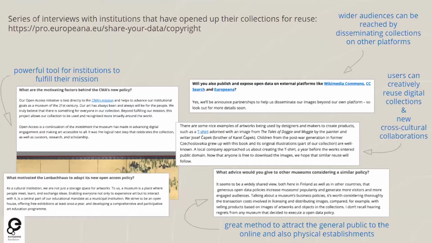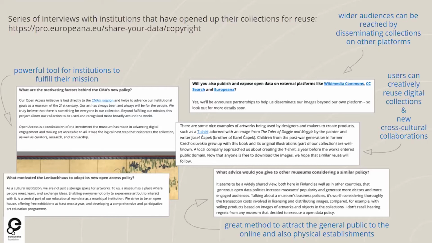They were conducted by my colleagues, and it's a really interesting read. So I would invite you to go ahead and have a look. But when reading those interviews, what really stood out to me is how the institutions that have embraced open access are thinking about themselves and how their perspective about the users has changed.